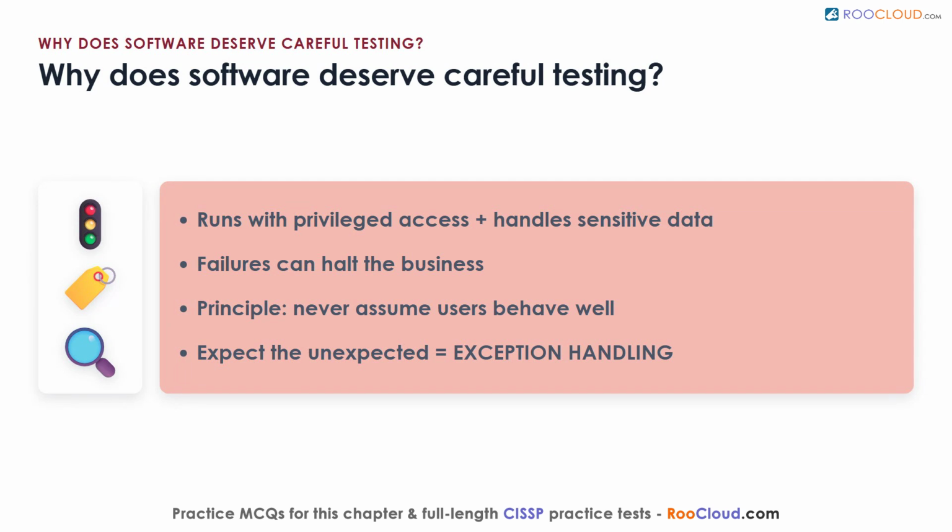There is a core design principle here. Software should never assume users behave well. It should expect the unexpected and handle bad input gracefully, a discipline called exception handling. Build software like a bank teller who calmly handles the customer, trying every trick in the book.